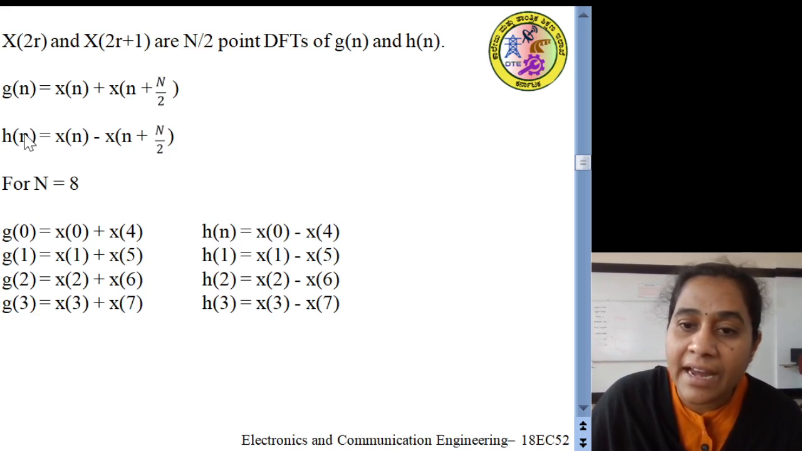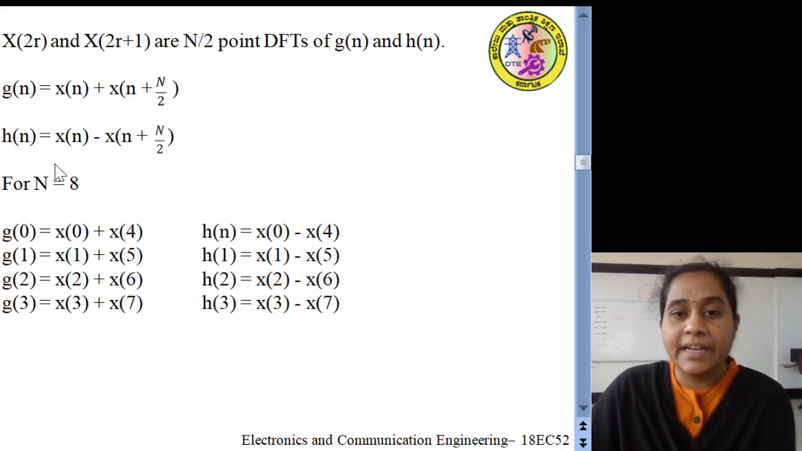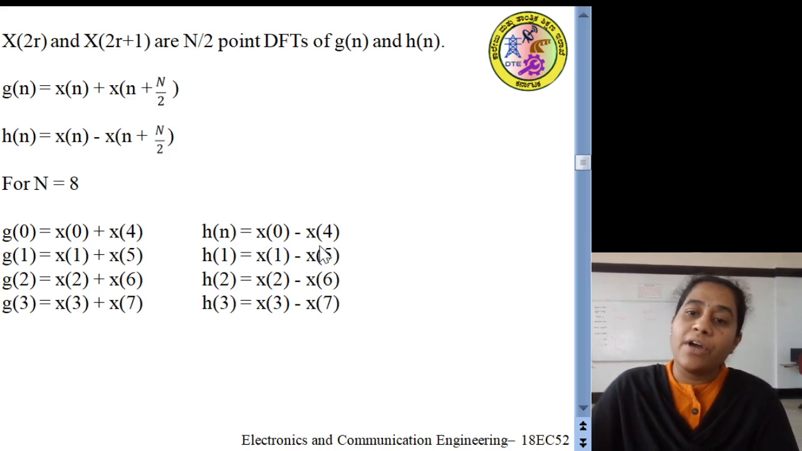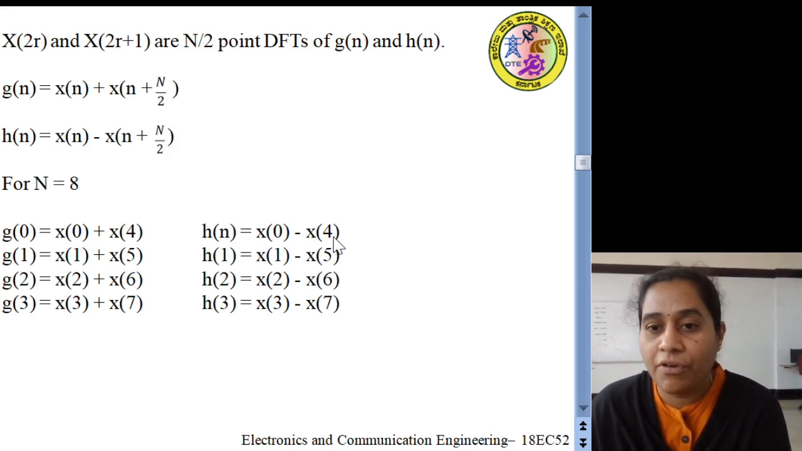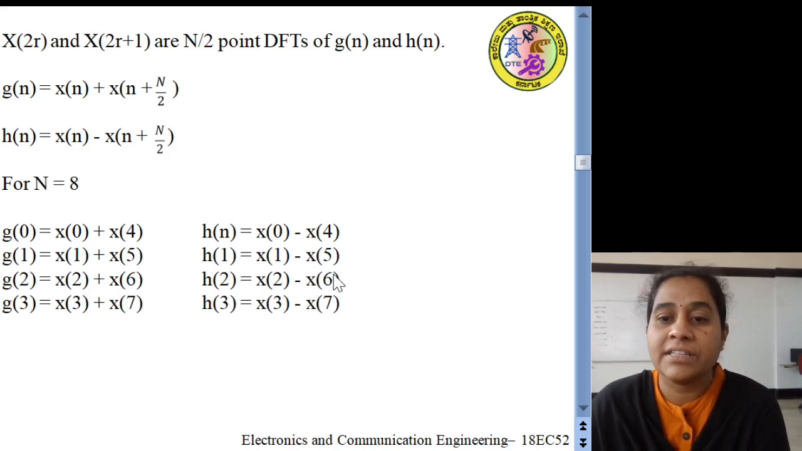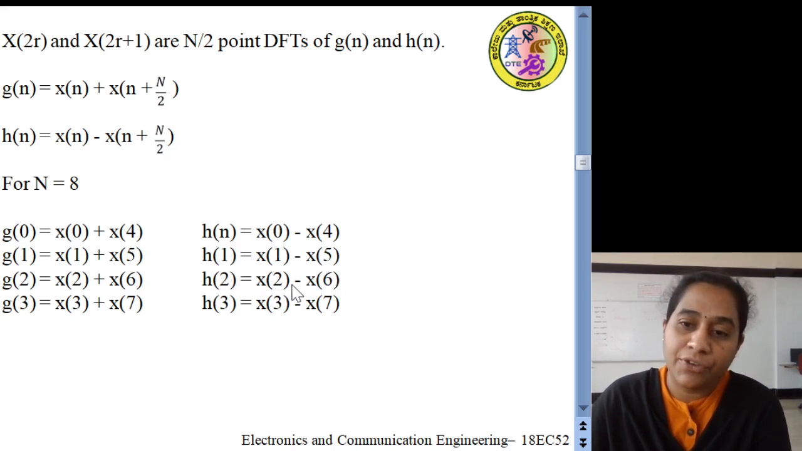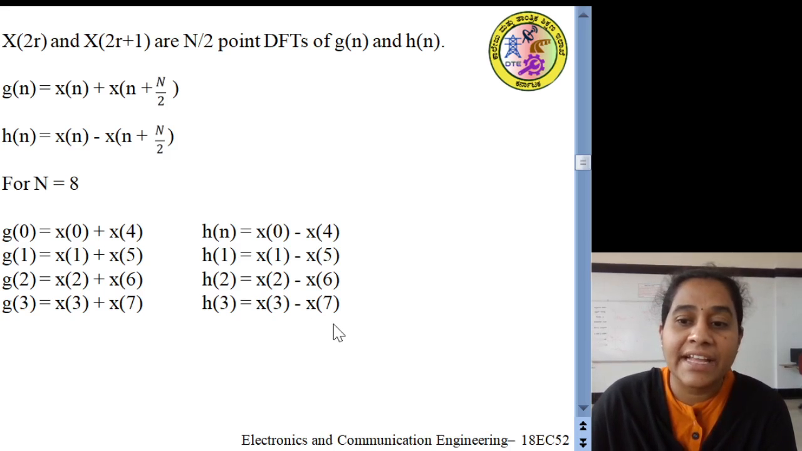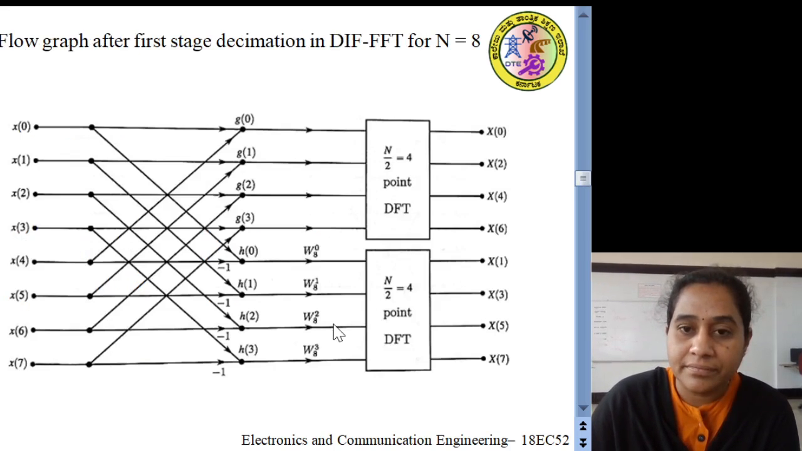Similarly, for N equal to 8, h of n can be written as: h of 0 is equal to x of 0 minus x of 4. h of 1 is equal to x of 1 minus x of 5. h of 2 is equal to x of 2 minus x of 6, and h of 3 is equal to x of 3 minus x of 7.